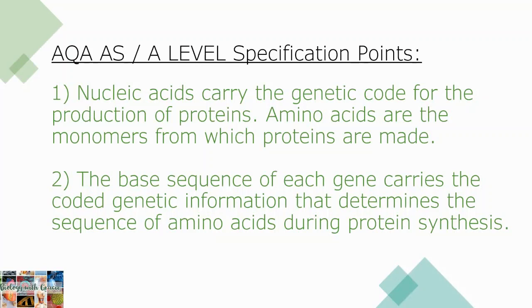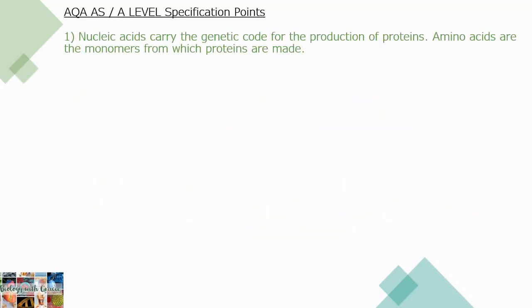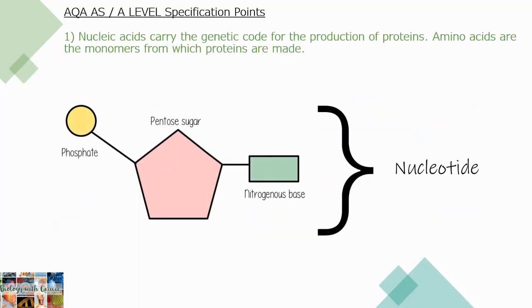So for our first specification point, here we have a nucleotide, and nucleotides are monomers that make up nucleic acids, which are polymers. Now, a nucleotide is made up of a phosphate, a pentose sugar, and a nitrogenous base. So the pentose sugar could, for example, be deoxyribose, which is the pentose sugar in DNA, or it could be ribose, which is in RNA. And the nitrogenous bases include A, C, G and T for DNA, whereas it's A, C, G and U for RNA.